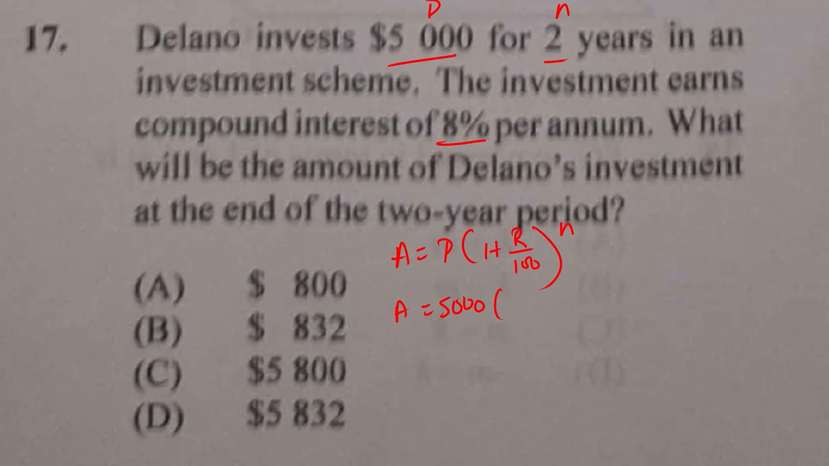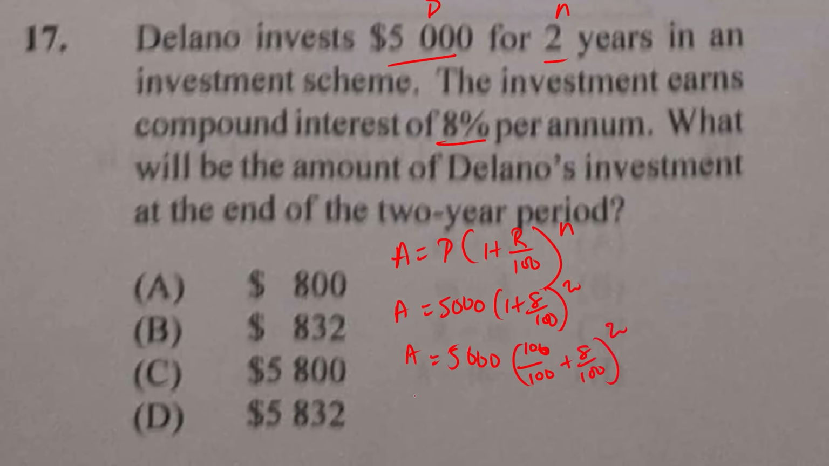And then we have plus 1, 8 over 100, and n, which is 2. So to make the bracket easier to work out, we can say A is equal to 5,000. Now 1 is the same thing as 100 over 100, just to make it easier to add. So we have 100 over 100, which is 100, plus 8 over 100 to the second power.